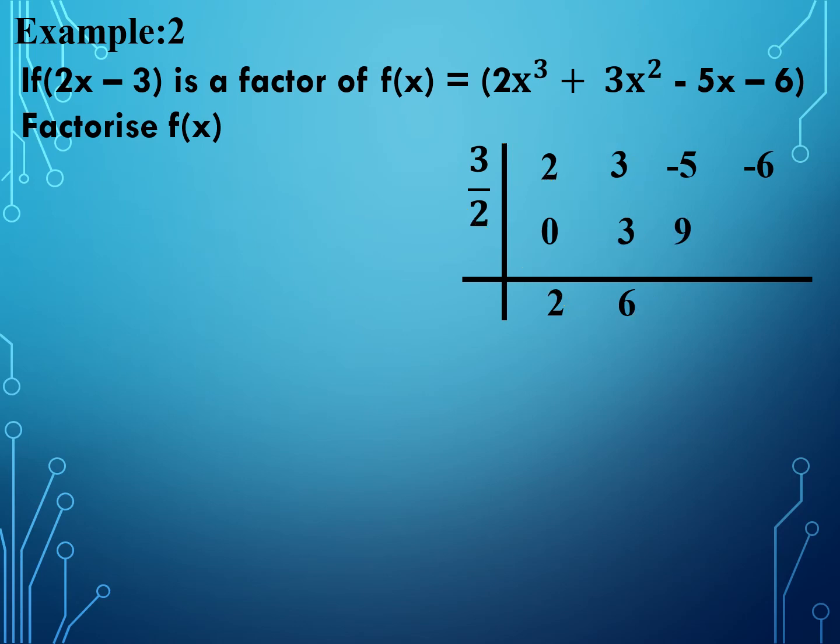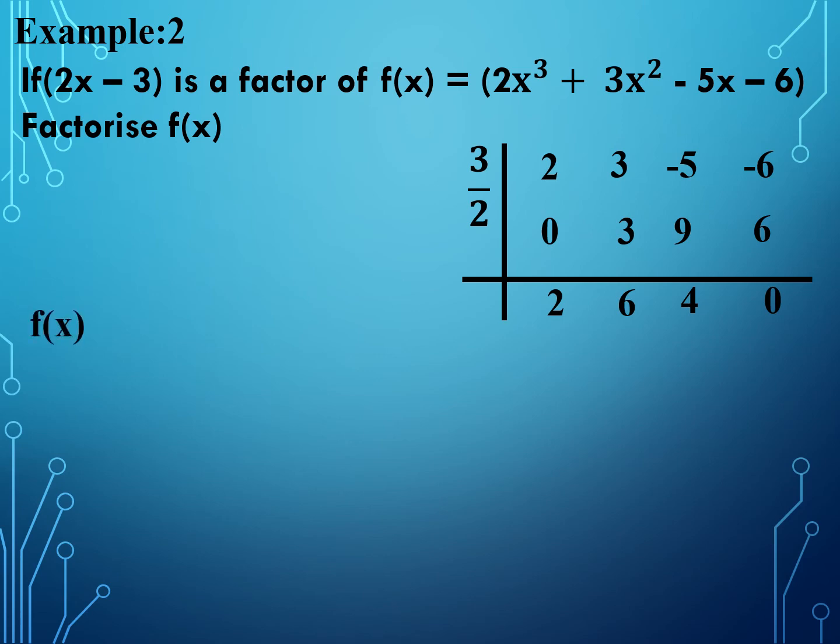9. Minus 5 plus 9 gives us 4. We are adding vertically, so that we get 4. Now again 4 multiplied by 3 by 2, we will get 6. And again if we add vertically, minus 6 and plus 6 gives us 0. As seen previously, we should get 0 at the end to check whether we are doing it correctly or not.